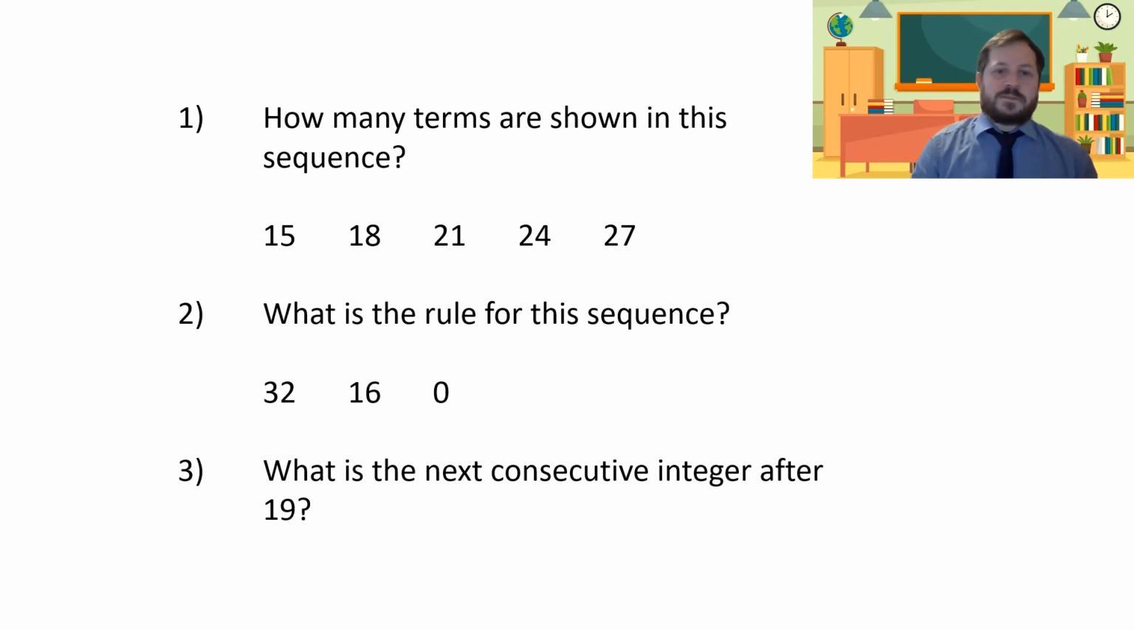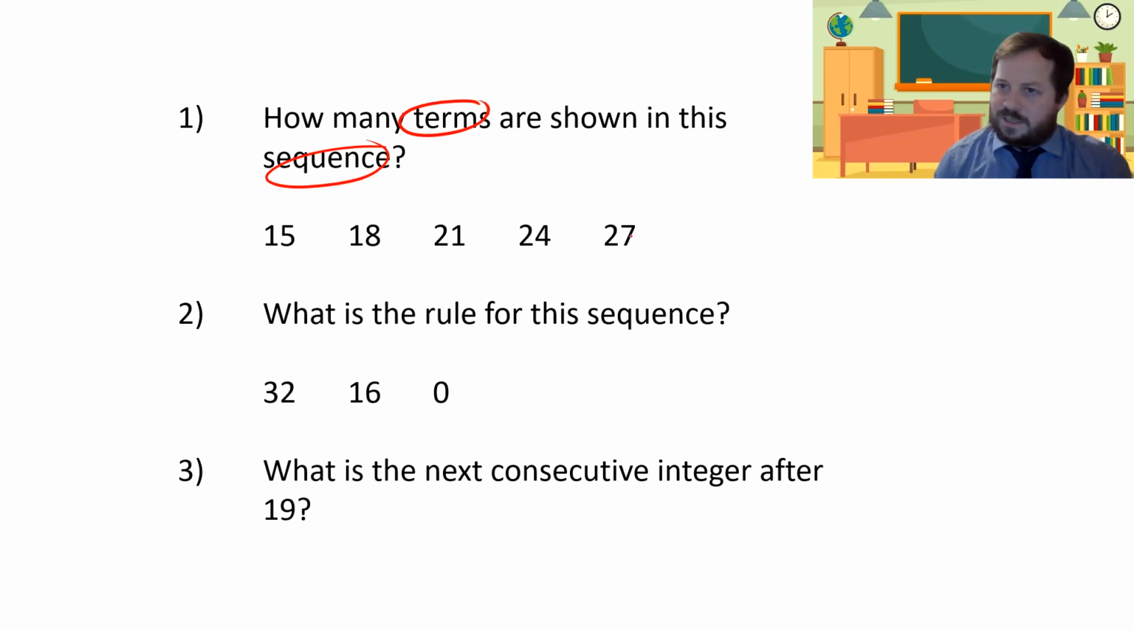Okay, so the first question says, how many terms are shown in this sequence? So first, there's two words here. There's terms and sequence. Sequence is just a line of numbers, basically. And what we're thinking about, that they're related in some way. Terms mean how many numbers are we seeing within that sequence. So in this case, that's 5 terms. 1, 2, 3, 4, 5.